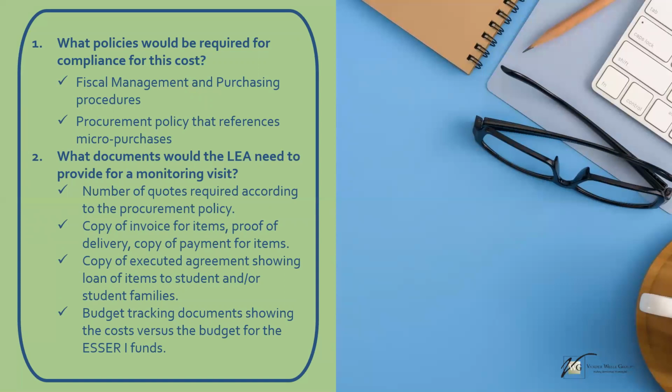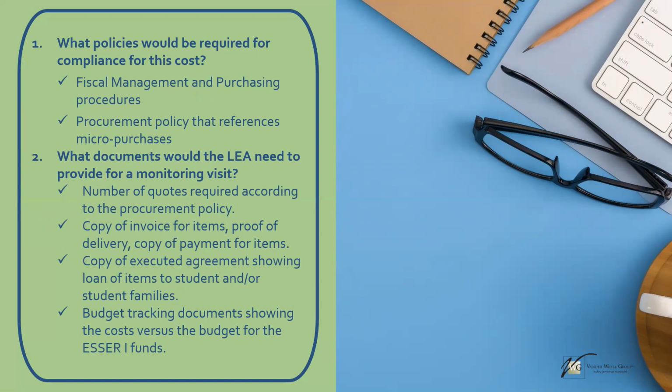Now, these policies and procedures are the autonomy of the governing board. They can put whatever they want in how they do the purchases and what limitations they put on there. However, as the pass-through agency and as the monitor, we have to make sure that the districts and or schools are adhering to that policy that was approved by the governing board. So what documents would we need for a monitoring visit?